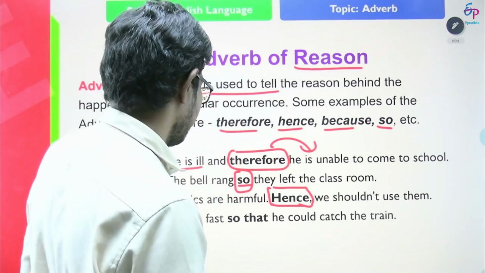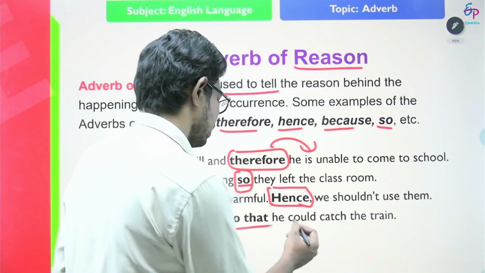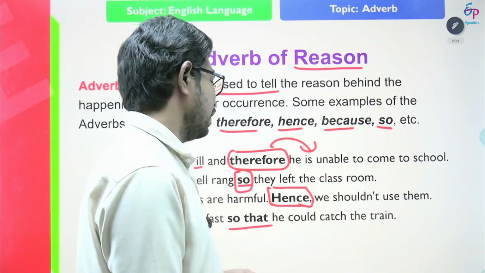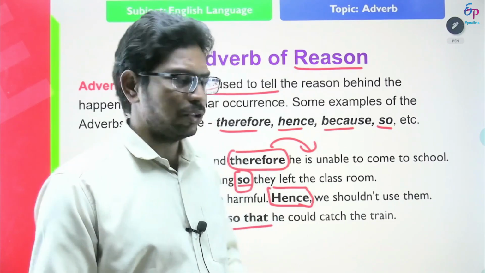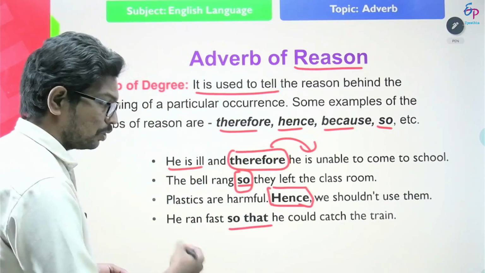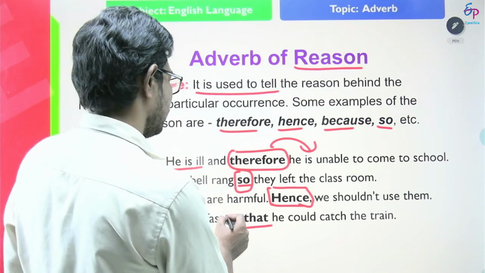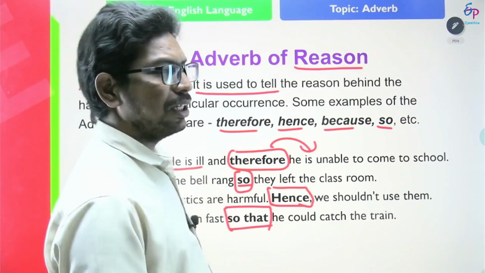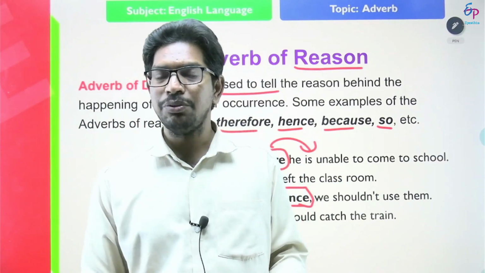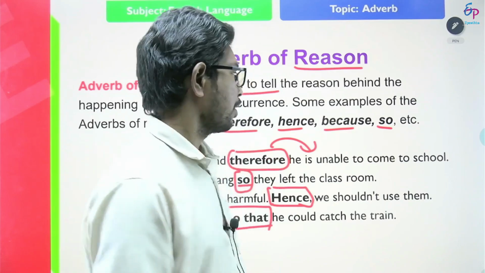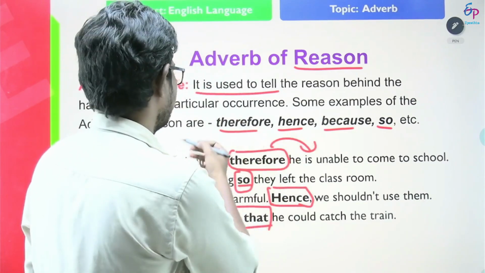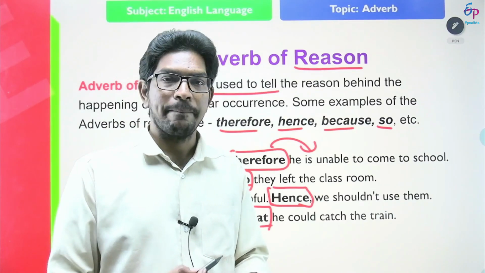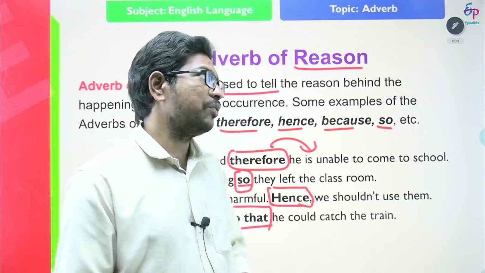Look at another example. He ran so fast. He ran fast so that he could catch the train. The phrase so that is showing the reason. And the words which show reason and results are also called adverbs. So because, so, hence, therefore, as, since, which show the reason are always called adverbs.